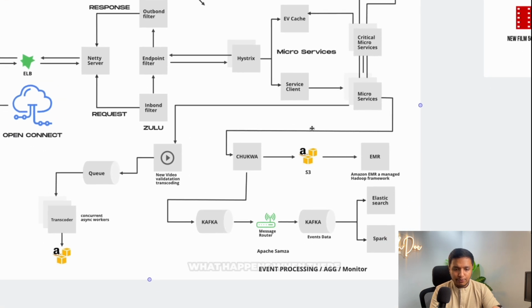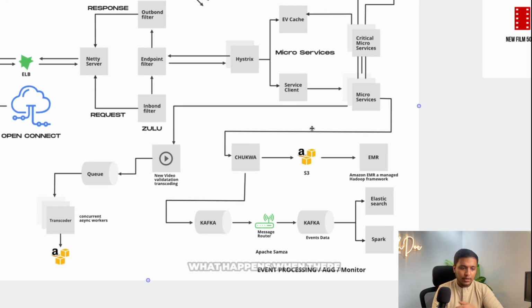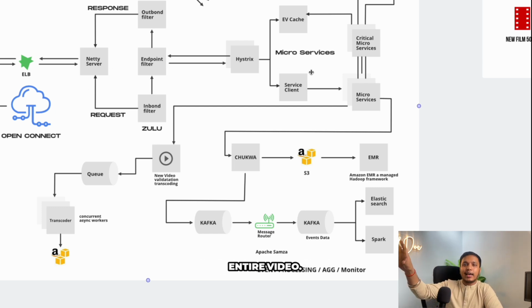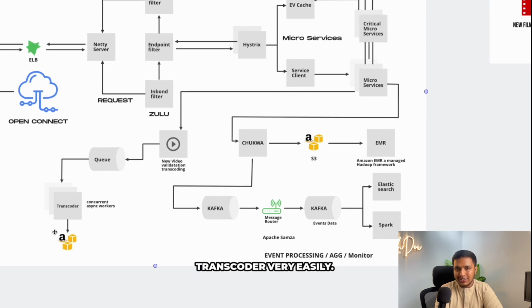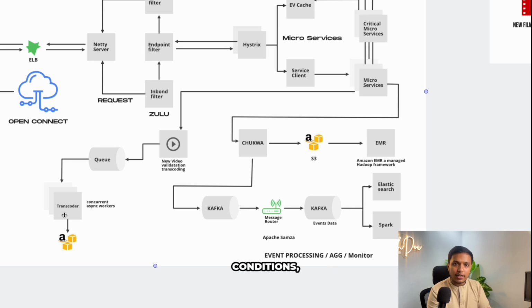Now, my friend, what happens when there is a video coming in? It is not so simple that you requested, the request passes through, goes to the microservice and you are sent the entire video. No. Now there is a transcoder in Amazon. If you go, you can find Amazon transcoder very easily. What this transcoder does is, it checks your network conditions, your device conditions. Now let's say you have a very low network. You can only support 360 pixels.